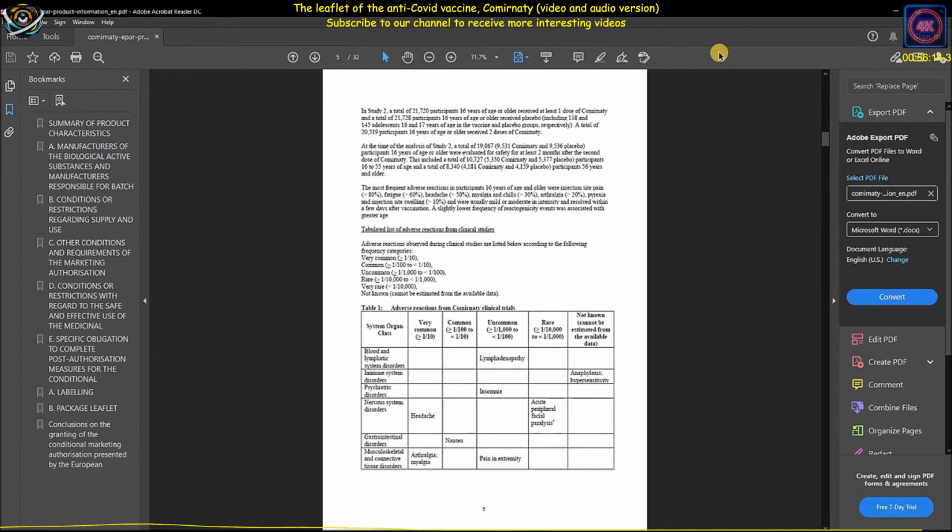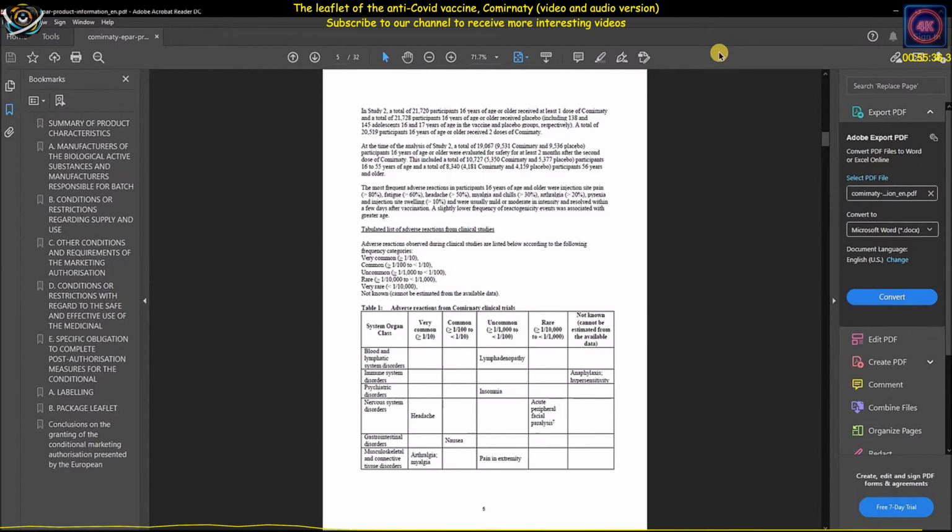The most frequent adverse reactions in participants 16 years of age and older were injection site pain, >80%, fatigue, >60%, headache, >50%, myalgia and chills, >30%, arthralgia, >20%, pyrexia and injection site swelling, >10%, and were usually mild or moderate in intensity and resolved within a few days after vaccination. A slightly lower frequency of reactogenicity events was associated with greater age.